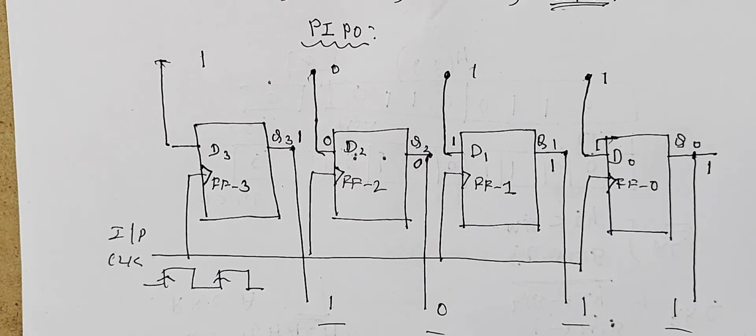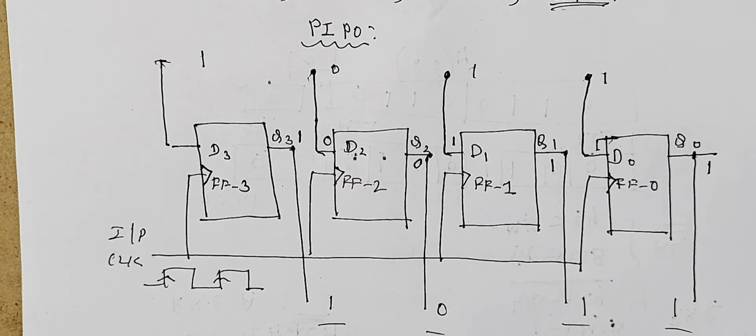This is the great advantage of PIPO, parallel in, parallel out. It requires only one clock pulse for any number of bits shifting. The n-bit shift requires a single clock pulse. 4-bit requires a single clock pulse. 8-bit requires a single clock pulse. Generally, n-bit requires a single clock pulse, because all the n bits are applied at a time and all the bits are taken at a time. Simultaneously, we are taking output.